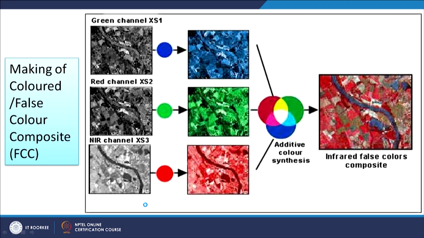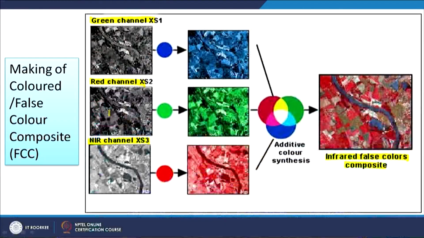Here is the example: the visible part of the EM spectrum, one image of the green part, then the red part and the near infrared part. Why the near infrared part? Because this image is targeted at creating a false color composite, so I can discriminate vegetation much more easily. And as you know, when we saw the spectral curve responses, vegetation has high reflectance in the infrared part of the EM spectrum.